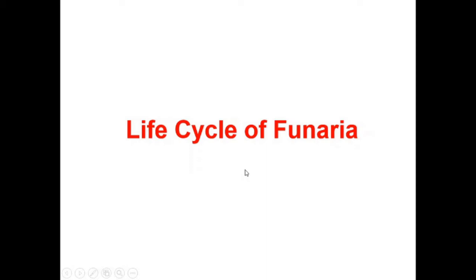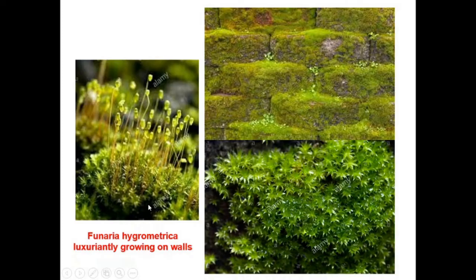In the life cycle part, I will cover the morphological, anatomical and reproductive aspects. Well, this is Funaria hygrometrica, the most common species of the moss that we see on damp walls in rainy season. This is the leafy stage of this plant that appears early in the season, and late in the season we can see the plant forms erect upright sporophytes.